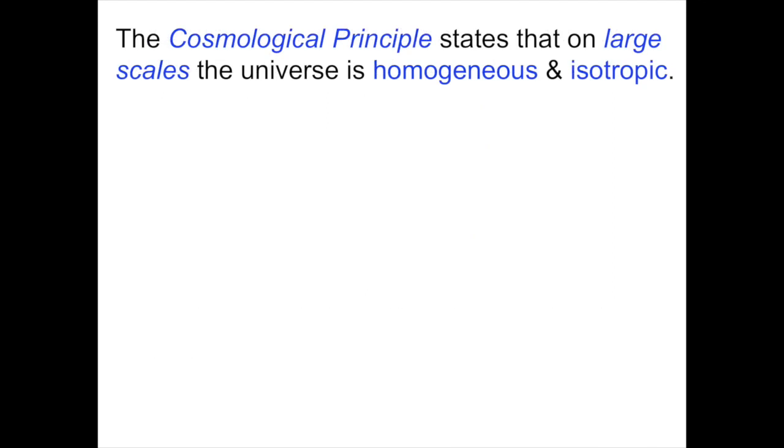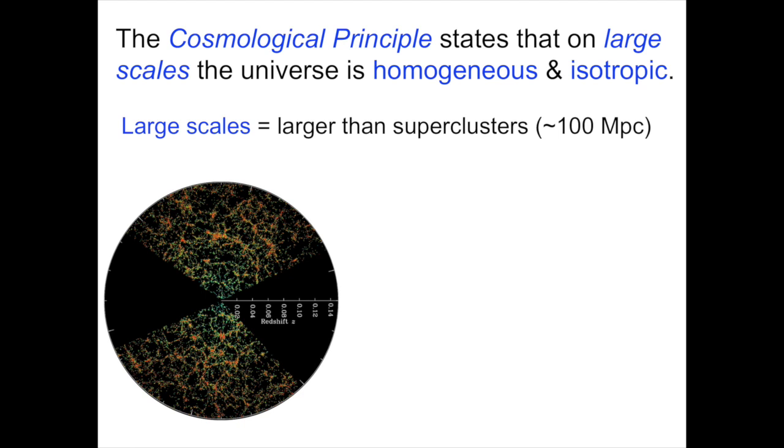To understand the observational consequences of living in a curved space, we can get at it by introducing an idea called the cosmological principle. The cosmological principle states that on large scales, the universe is homogeneous and isotropic. Let's break this down. Large scales means, in practice, on scales larger than the scale of superclusters, approximately 100 megaparsecs.